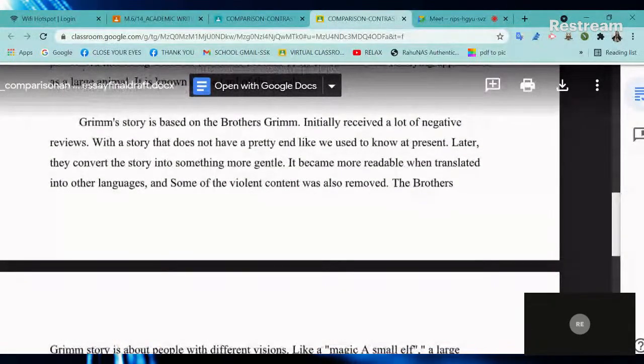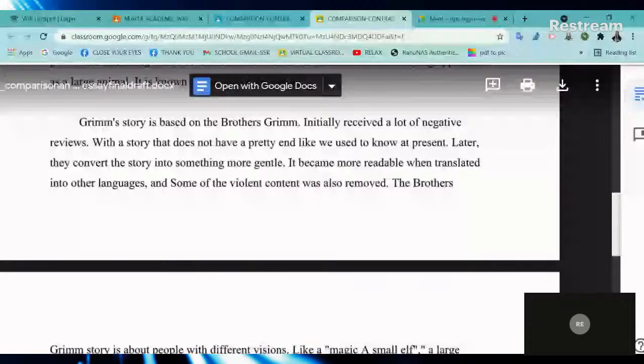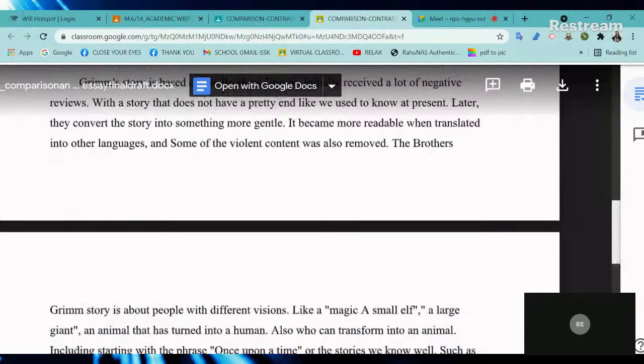Grimm's story is based on the Grimm brothers. Initially, it received a lot of negative reviews, with a story that does not have a pretty ending like the ones we used to know at present. Later, they converted the story into something more gentle. It became more readable when translated into other languages, and some of the violent content was also removed.